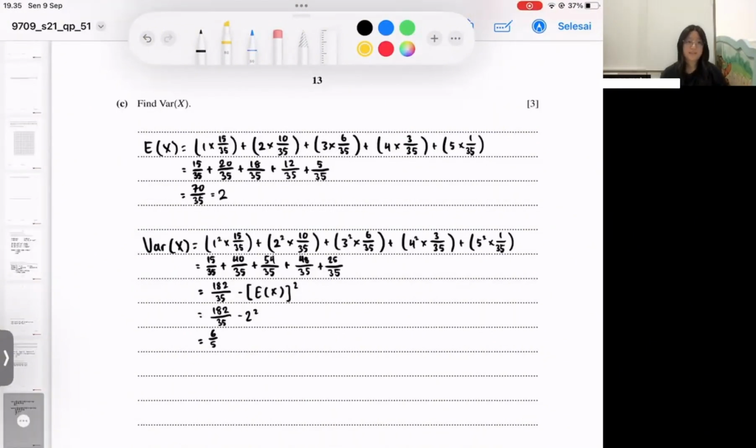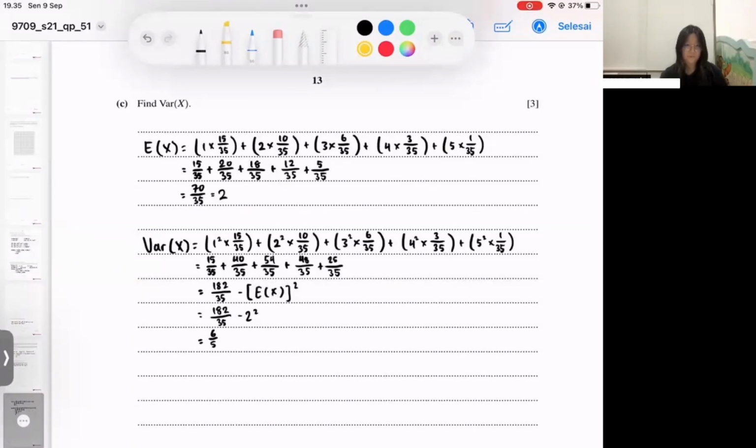For the last part, 7c, we are asked to find the variance of x. In order to find this, we have to find the mean of x first. The mean of x is basically the number x multiplied by its probability. And therefore, you have to multiply x equals 1, 2, 3, 4, and 5 by each of their respective probabilities. As you can see, I've calculated every single one of them, and I get that if x equals 1, it has a value of 15 over 35.